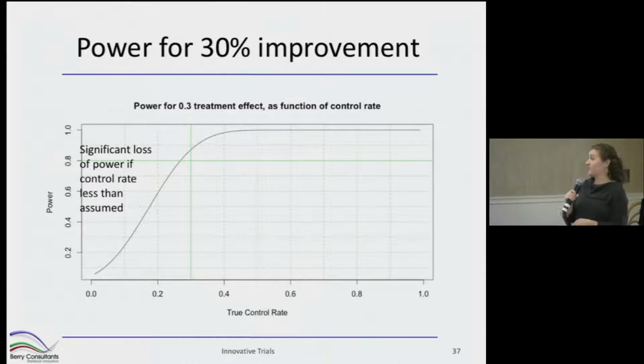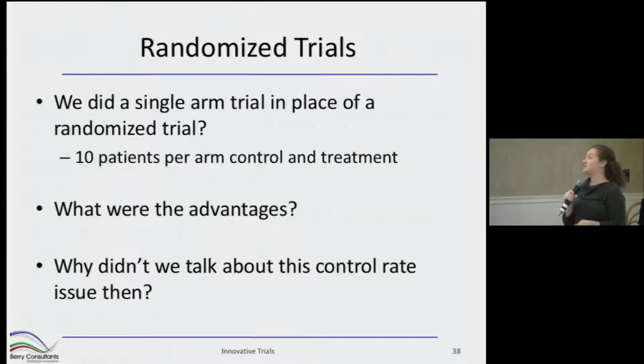So we have bad things happen on both sides. We start to get increases in our type 1 error, we start to get decreases in our power, and this is all because we've made an assumption that 30% was the right rate. And when we're wrong about that, bad things happen.